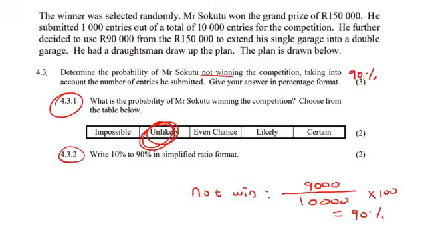Okay, then this question says, write 10% to 90% in simplified ratio format. Okay, so 10% to 90%. So because they both have a percentage, you can ignore that. Now, the number 10 can go into both of these. So I'm going to divide this side by 10, and I'm also going to divide this side by 10, and you're going to end up with 1 to 9.